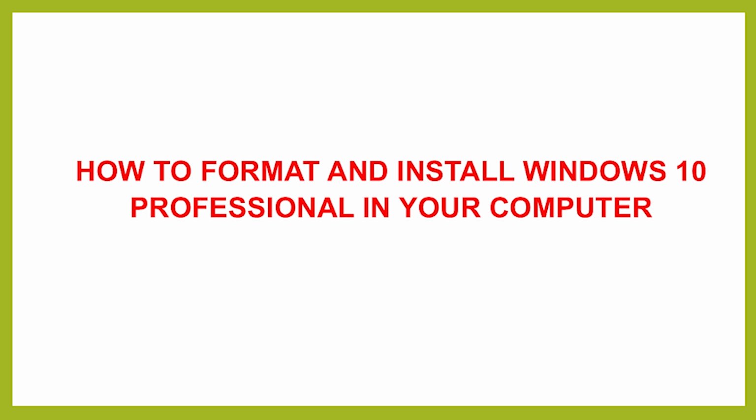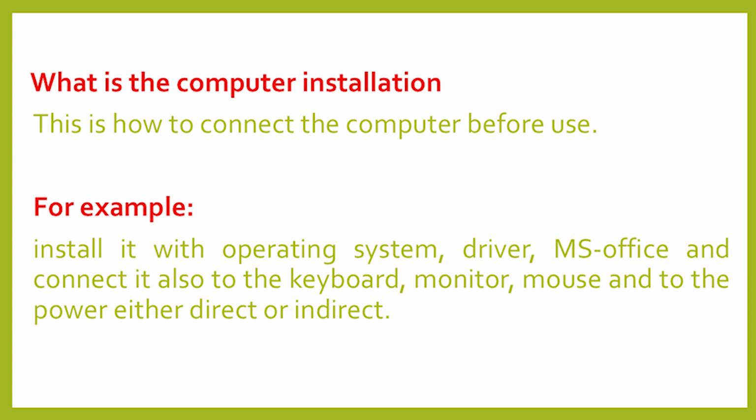What is the computer installation? This is how to connect the computer before use, for example install it with operating system, driver, MS Office, Adobe and so on, and connect it also to the keyboard, monitor, mouse and to the power either direct or indirect. First, before we continue with installation, we need to connect the computer to the monitor, keyboard and mouse and to the power through UPS or direct to the main supply. After that we switch on the computer and insert the CD which contains the operating system and continue.